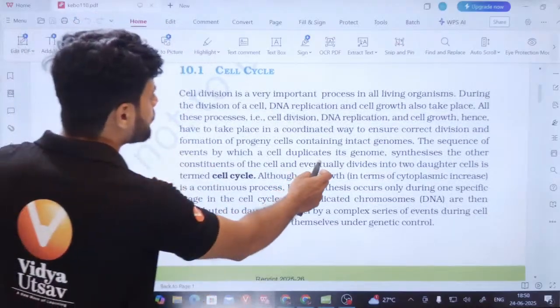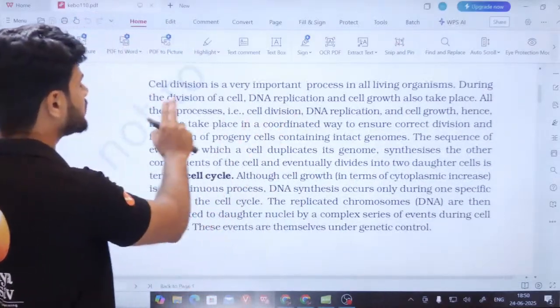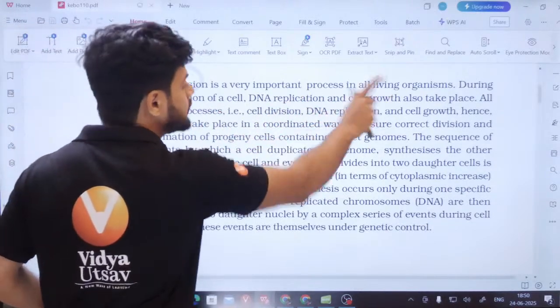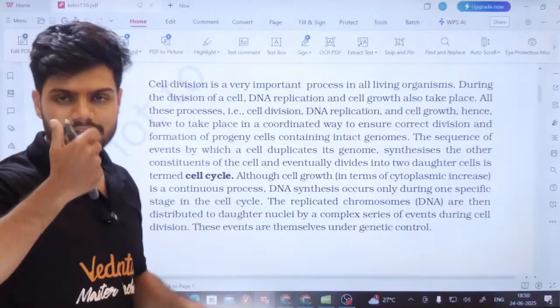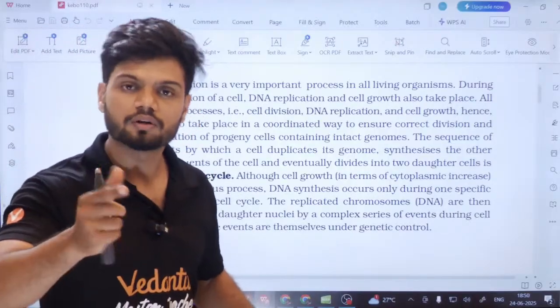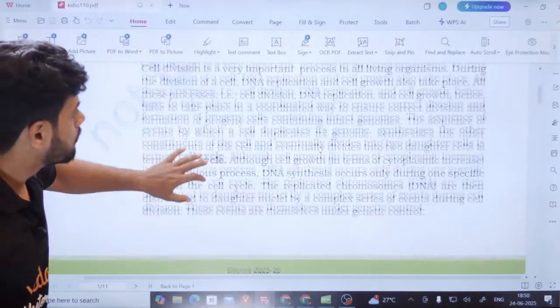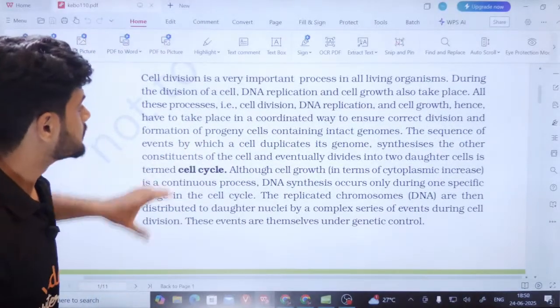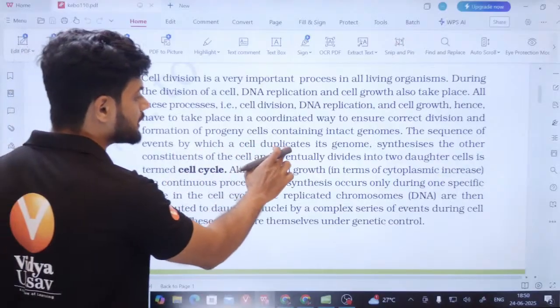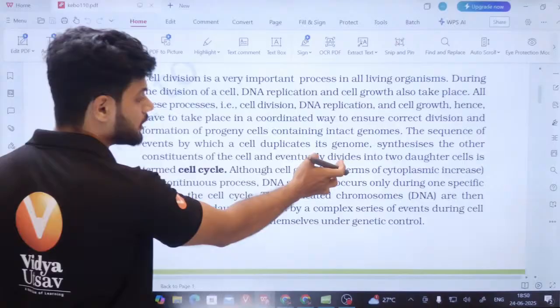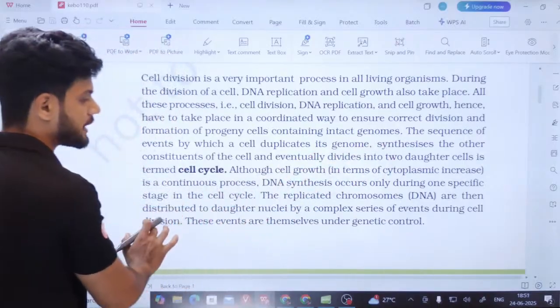Cell division is a very important process in living organisms. During the cell cycle, DNA replication and cell growth also take place. I told you, all of it is happening. The sequence of events by which a cell duplicates its genome, synthesizes the other constituents of the cell, and eventually divides into two daughter cells is called a cell cycle.